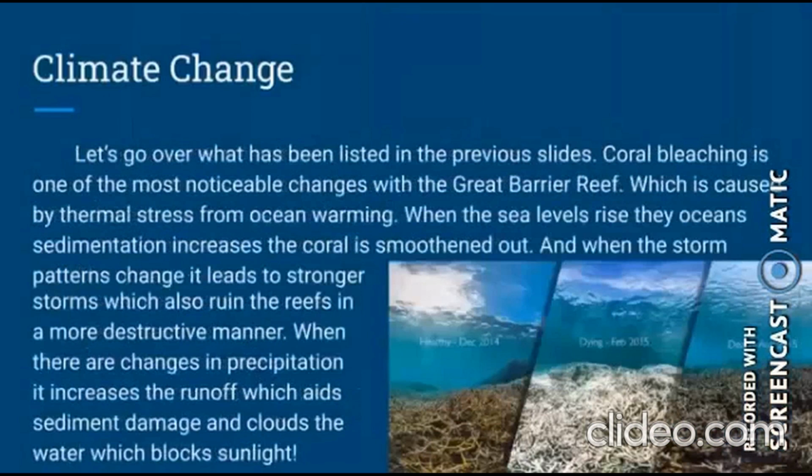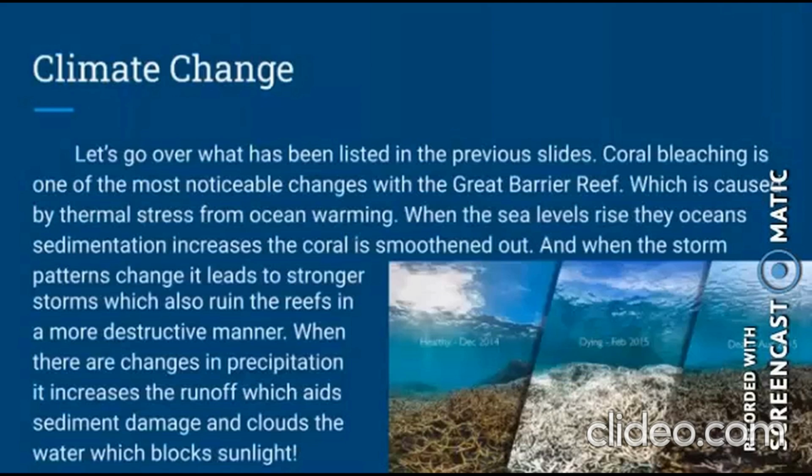If we want to get into it a little bit deeper, coral bleaching is one of the most noticeable changes to the Great Barrier Reef. That is what I have pictured below. It is caused by thermal stress from ocean warming. When the sea levels rise, the ocean sedimentation increases, and the coral is smoothed out. And then when the storm patterns change, it leads to stronger storms, which also ruin the reefs in a more destructive manner.